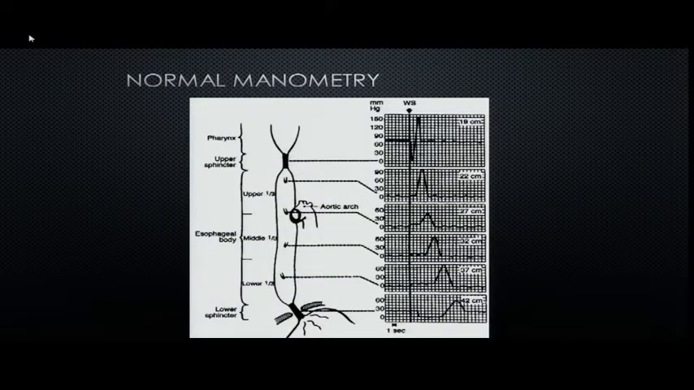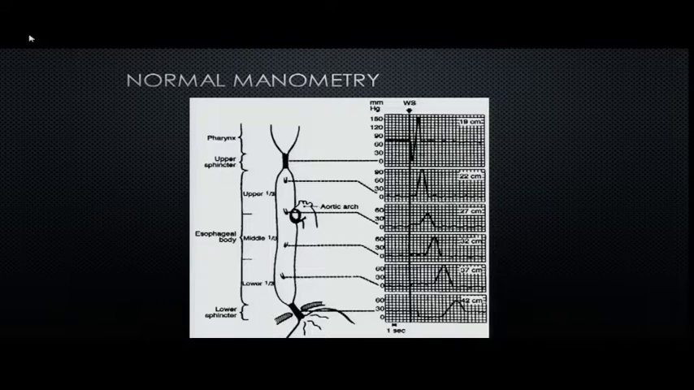Okay, this is, I think, one of the most important slides, because if you know the normal manometry, you can know the abnormal manometry. So this is where a pressure probe is placed into the esophagus. They normally stop all their H2 blockers and their proton pump inhibitors prior to this. So this is the normal esophagus.